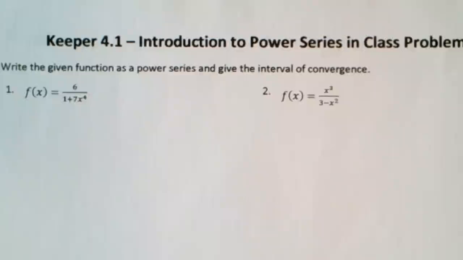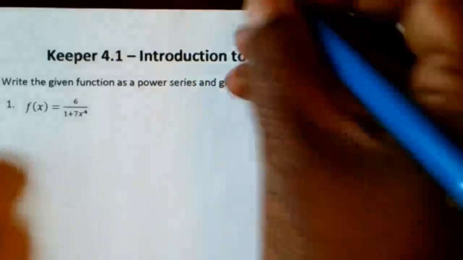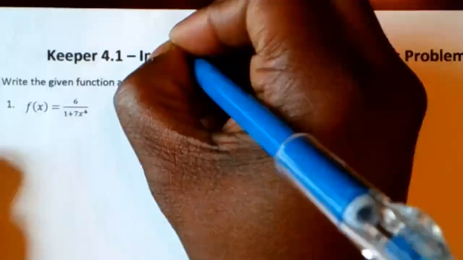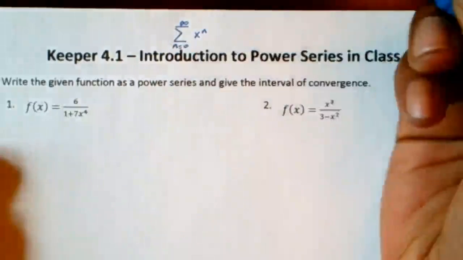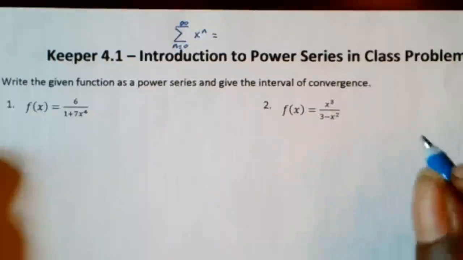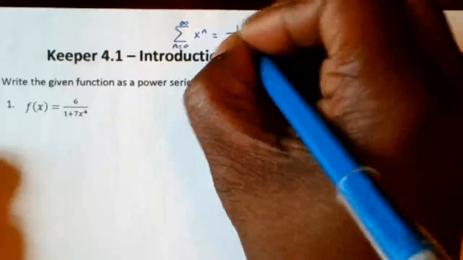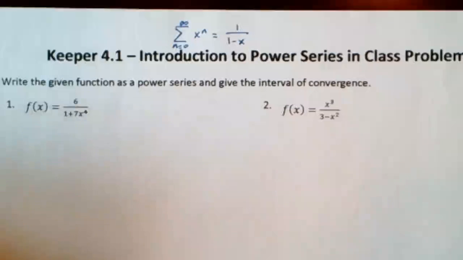Alright, so Keeper 4.1, Introduction to Power Series in Class Problems. From the notes, you should have seen that we build our power series using the geometric sum. That means if I have the sum, n equals 0 to infinity of x to the n, that's geometric, so I can use my sum formula of a sub 1 over 1 minus r, and I would get something like 1 over 1 minus x. So that's the idea that we're going to use throughout this lesson.